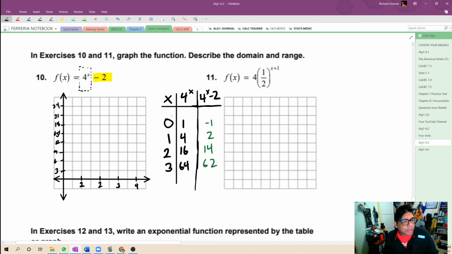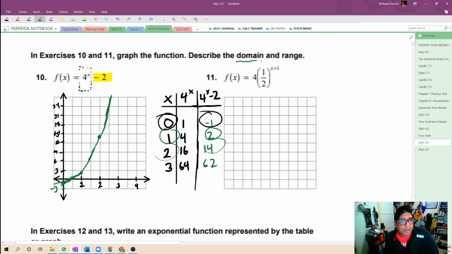Now my first coordinate is going to be 0, negative 1. So 0 and negative 1 should be right about here. Because this is going to be negative 3 over here. Next one is 1 and 2. So 1 and 2 right about here. The next one is 2 and 14. 2 and 14 is right about here. And then I'm not going to be able to fit 3 and 62. So let's just make our graph now. And I think that's probably the best I can do here.